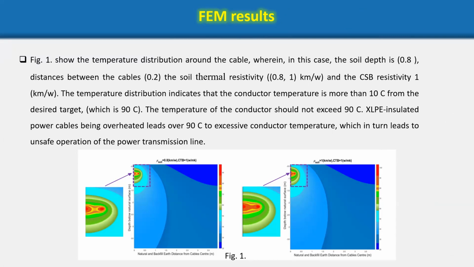The temperature distribution indicates that the conductor temperature is more than 10 Celsius above the desired target, which is 90 Celsius. The temperature of the conductor should not exceed 90 Celsius. The insulating material of the power cable begins to overheat over 90 Celsius, causing excessive conductor temperature, which in turn leads to unsafe operation of the power transmission line.